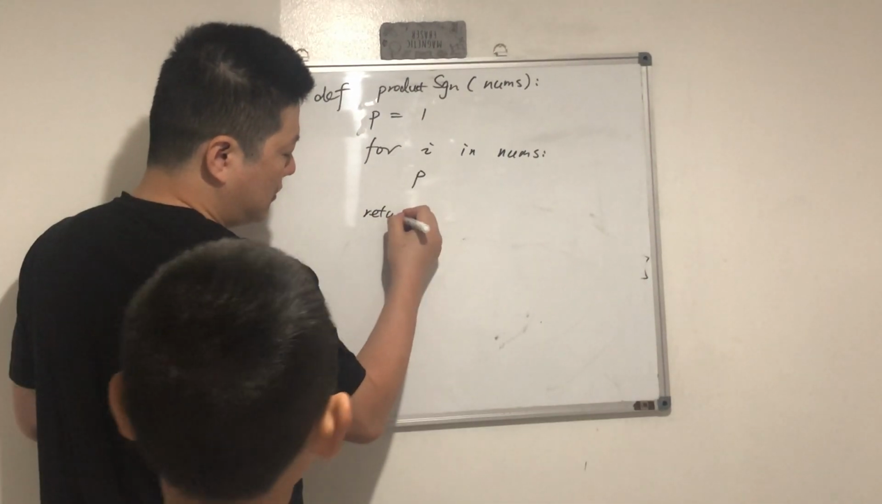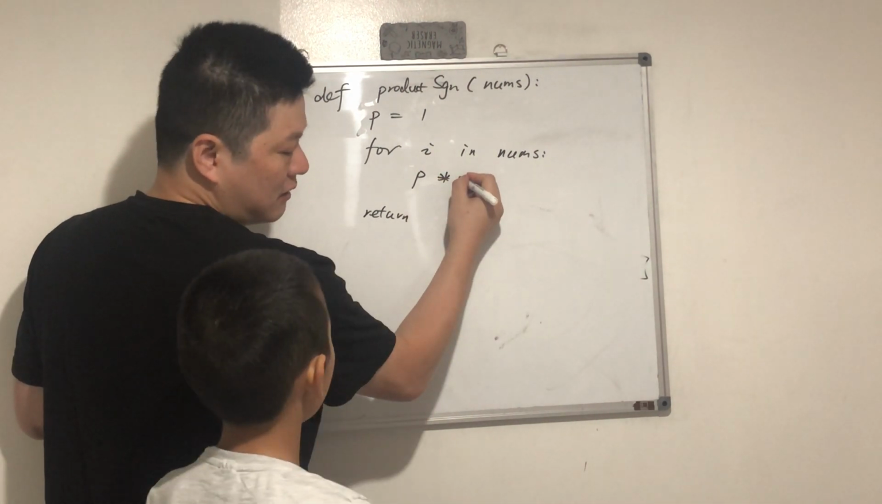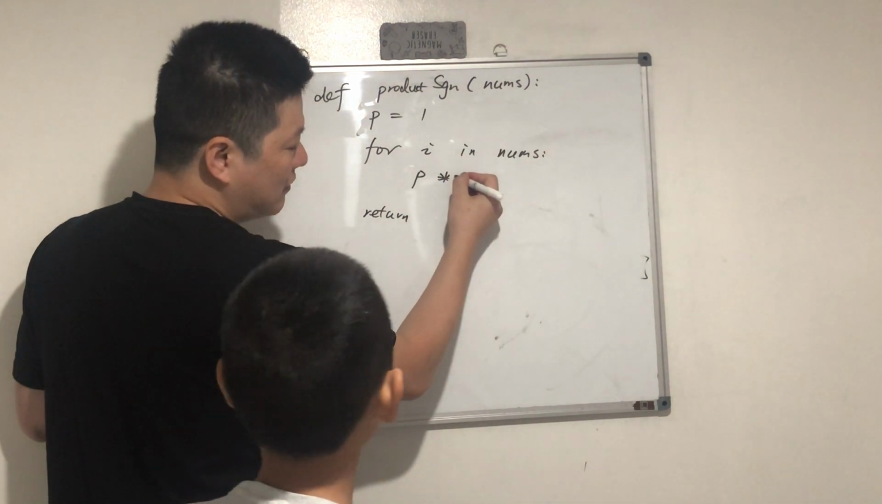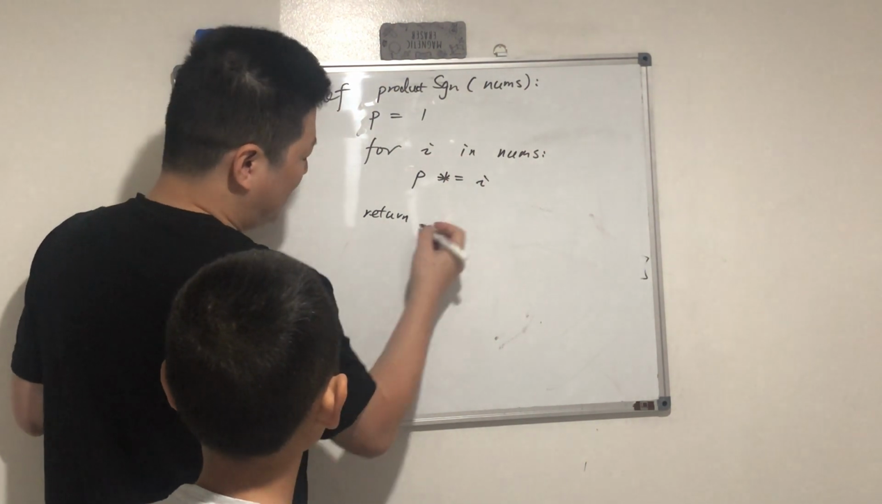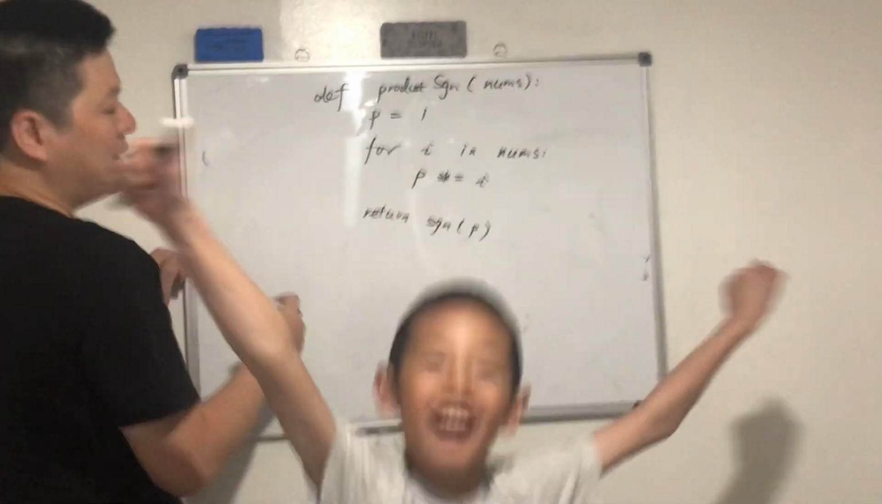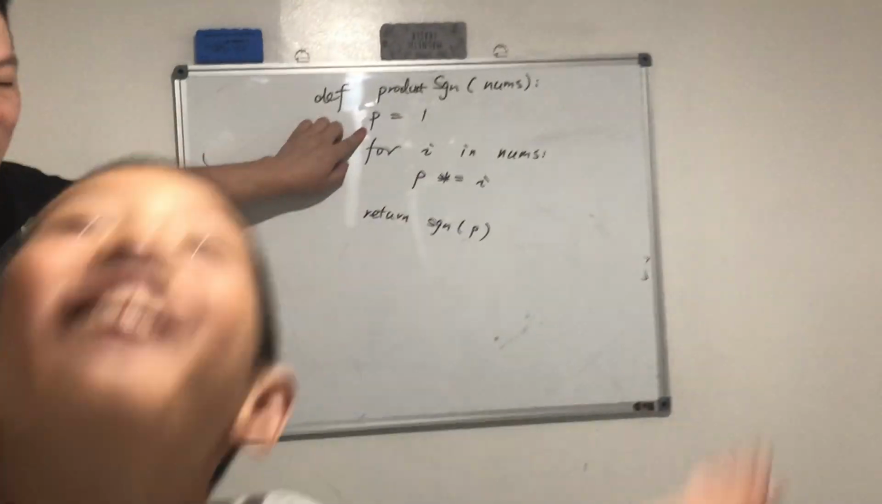P times all of the numbers. Times what? Nums. Times equal I. Return sine function. Sine P function. Okay? Alright, look.